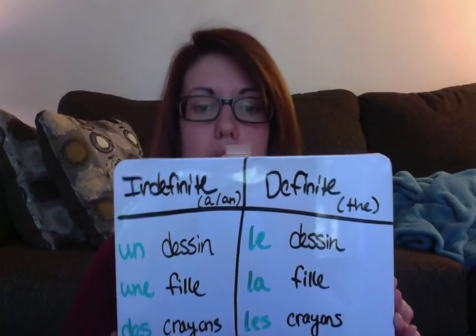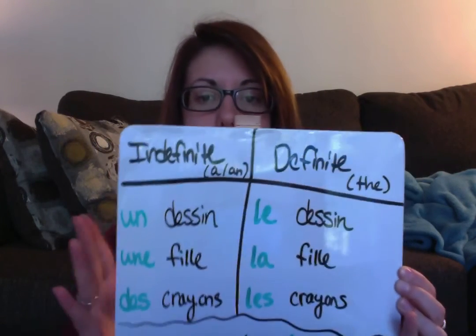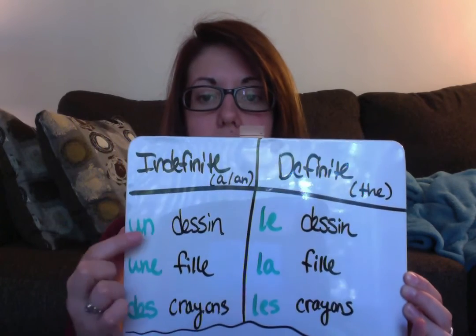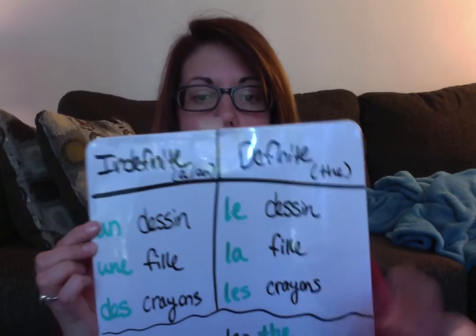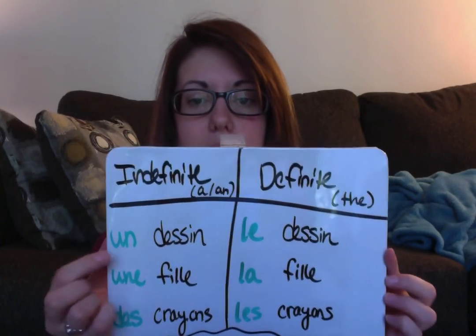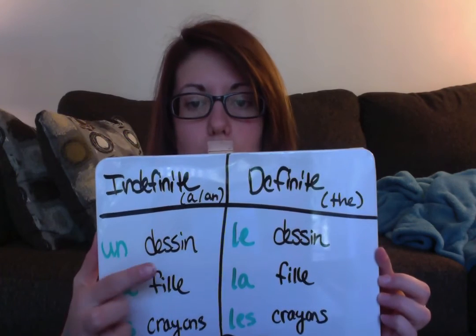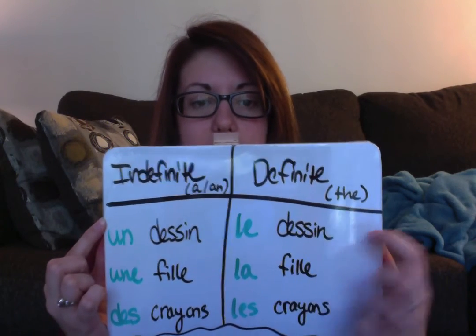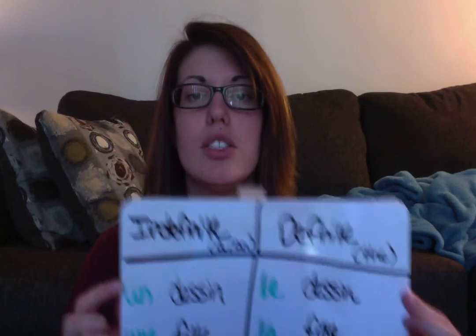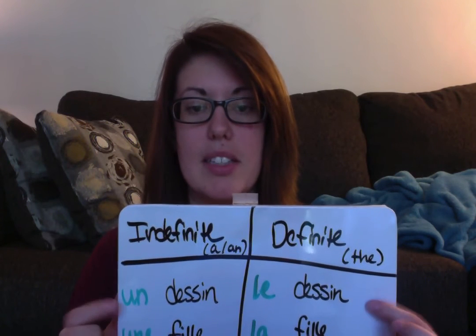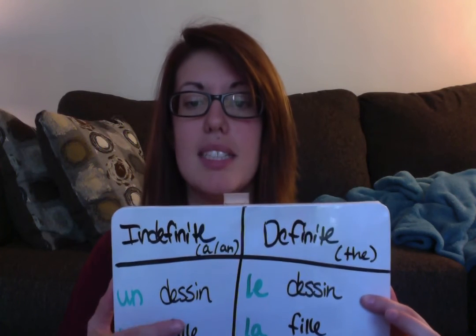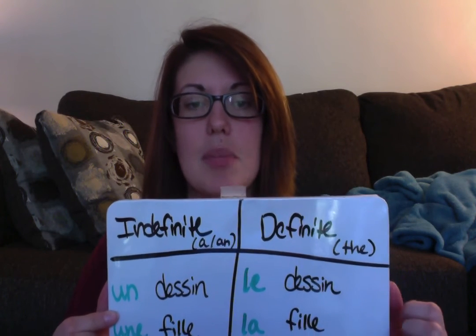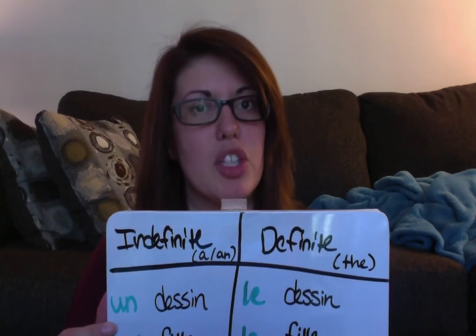So I made us a little chart just in case. Here's my breakdown. Right here on this side, you have indefinite articles, un dessin, versus definite articles, le dessin. Un dessin means a drawing, whereas le dessin means the drawing. They're both still singular and masculine, so you're using your singular masculine article for each, but un dessin means a drawing, where le dessin means the drawing. So it depends on how specific you want to be.